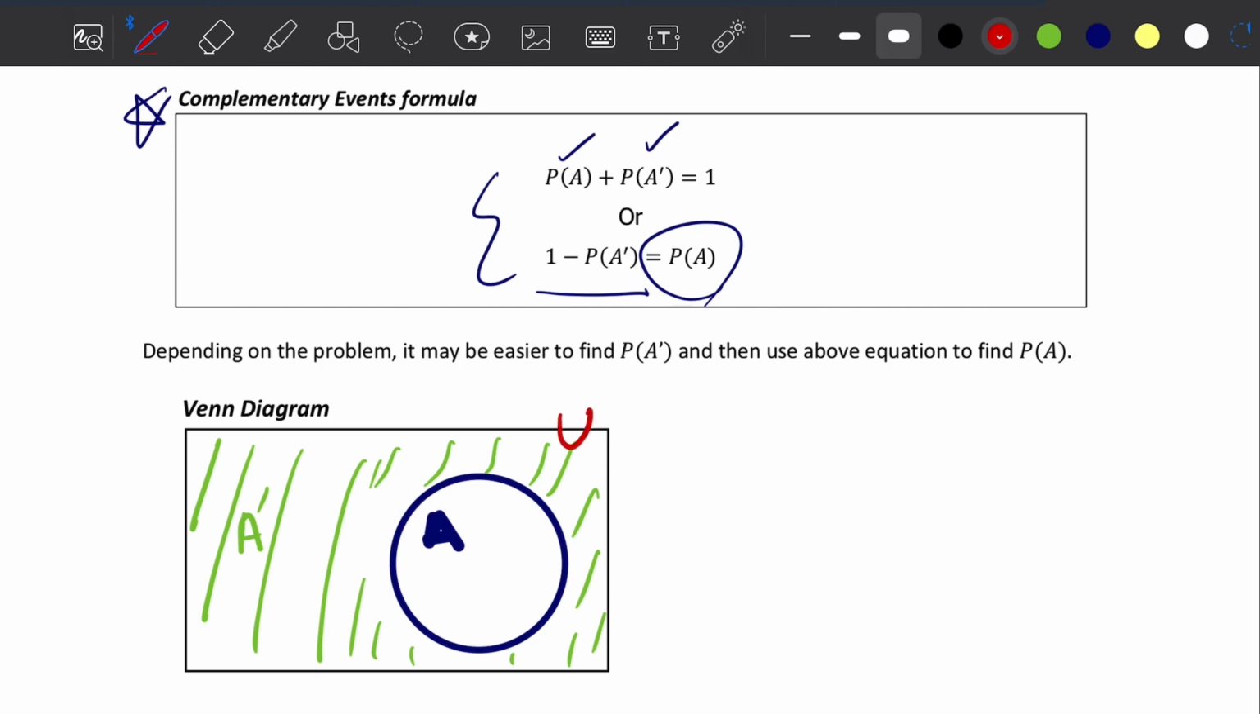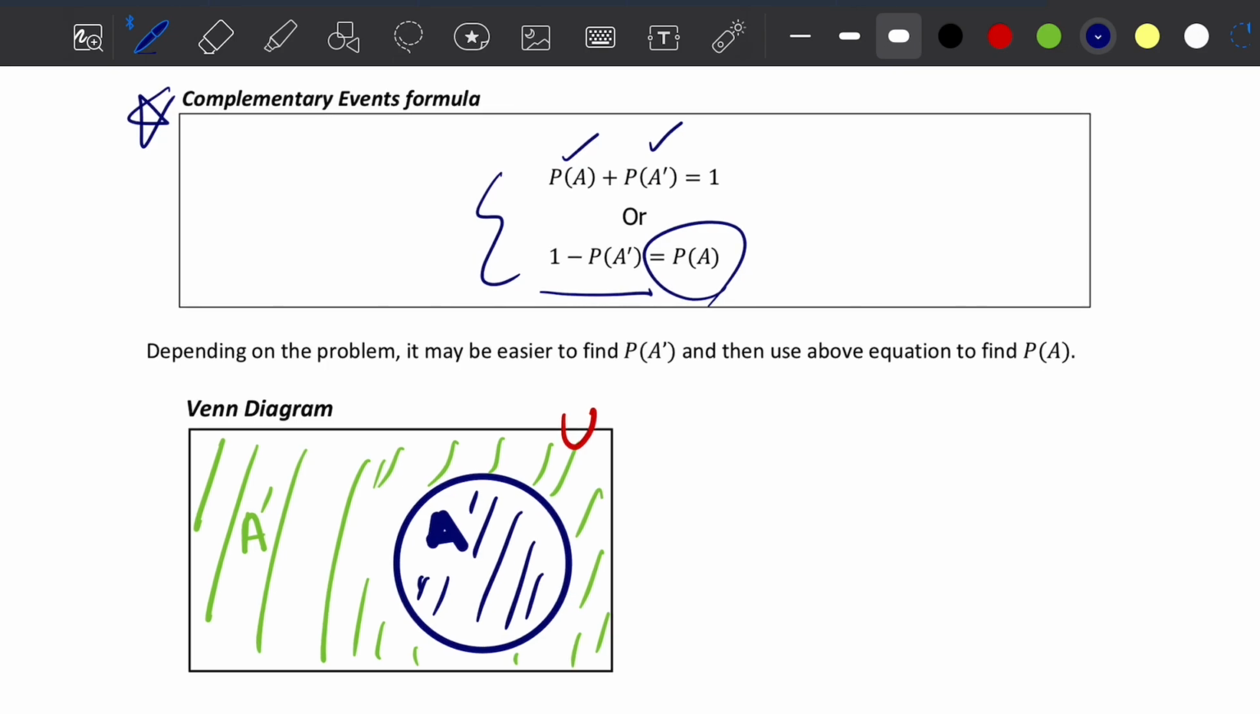So we know that when you have event A, anything outside of event A within the sample space is considered the complementary event, right? So we have just shown P(A) plus P(A complementary) is equal to 1 visually using a Venn diagram.